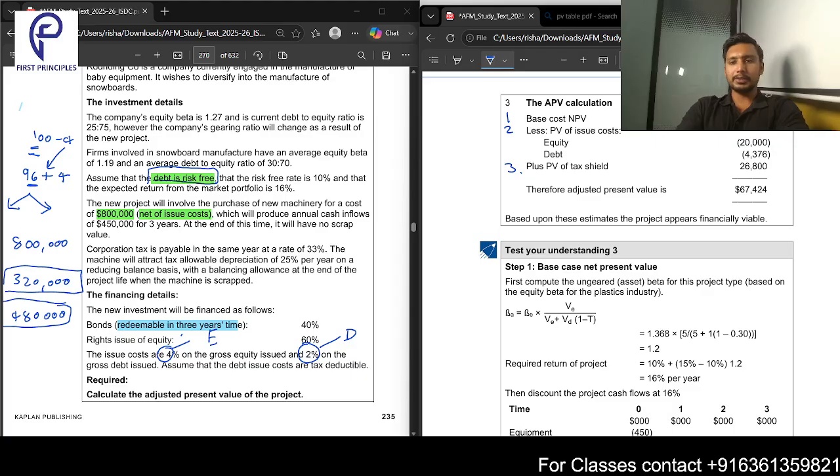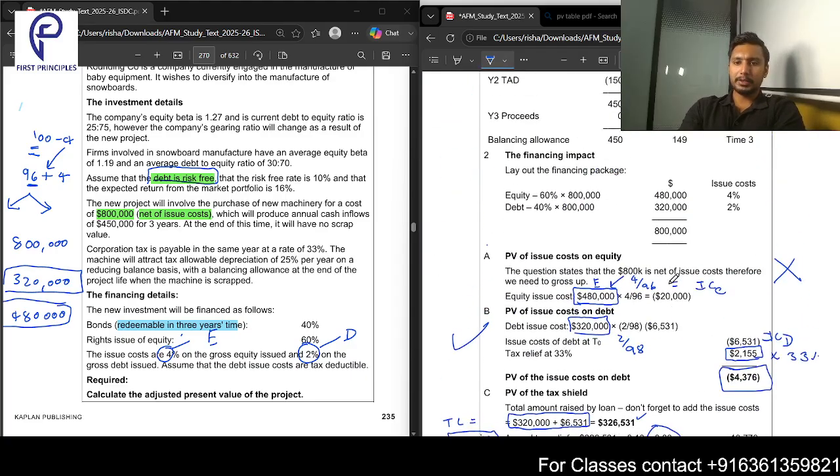Okay, let's go through the calculation here, Shri. We'll start with the issue cost of equity. How did we go about the issue cost of equity here?